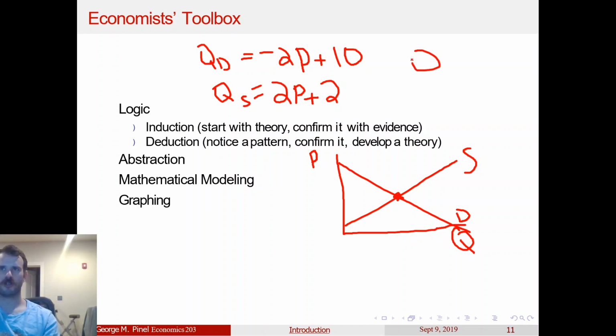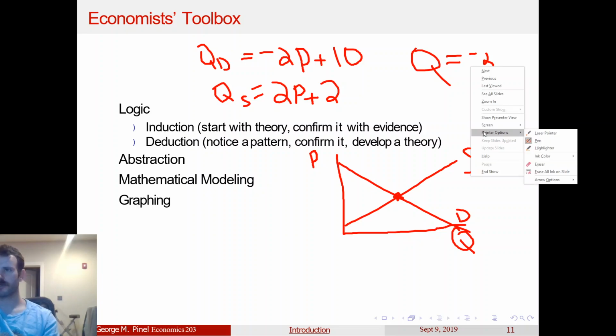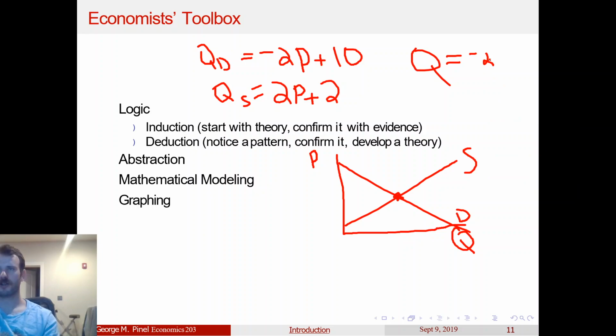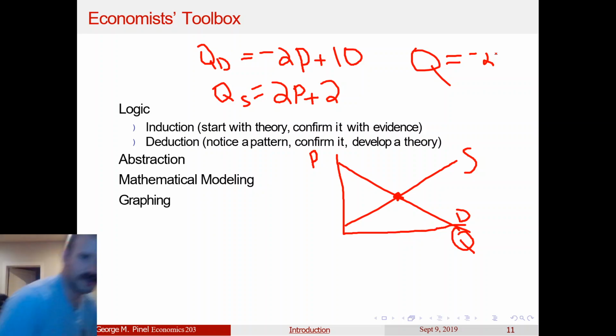So Q equals negative, oh geez, it's hard to write. Is there a way to type? There's not. Hold please. I came prepared, guys. All right, can you see this?